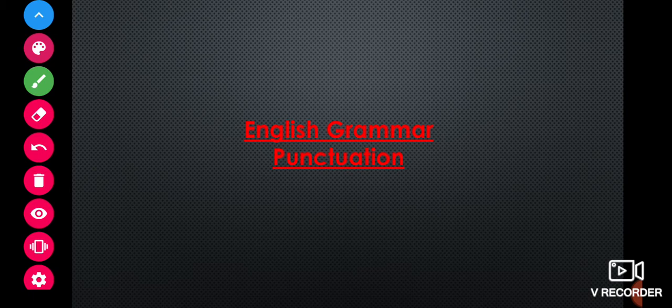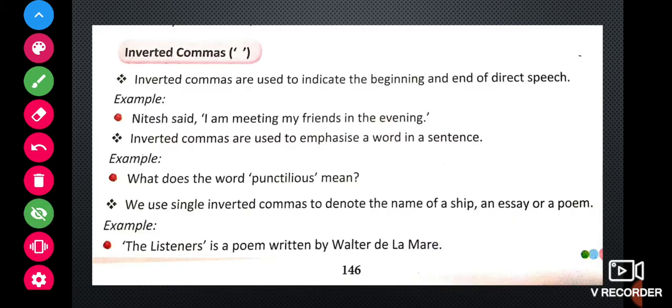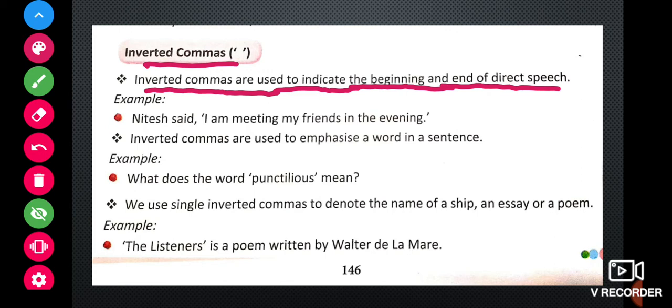We are going to study punctuation today. This is the second part of the chapter. So let us start with inverted commas. Inverted commas are used to indicate the beginning and end of direct speech.